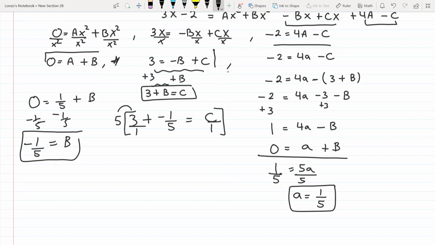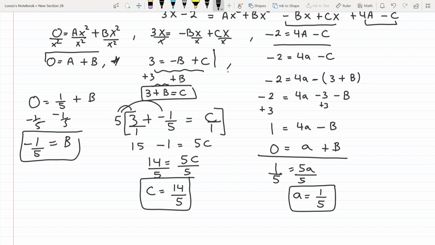5 times 3 is 15. 5 times negative, well, that cancels, so you're just left with negative 1. And then don't forget about the c. 5 times c is 5c. Okay, 15 minus 1 is 14, equals 5c. Solve for c, so you're going to divide this by 5. So c equals 14/5. Okay, so I know my a, I know my b, I know my c.